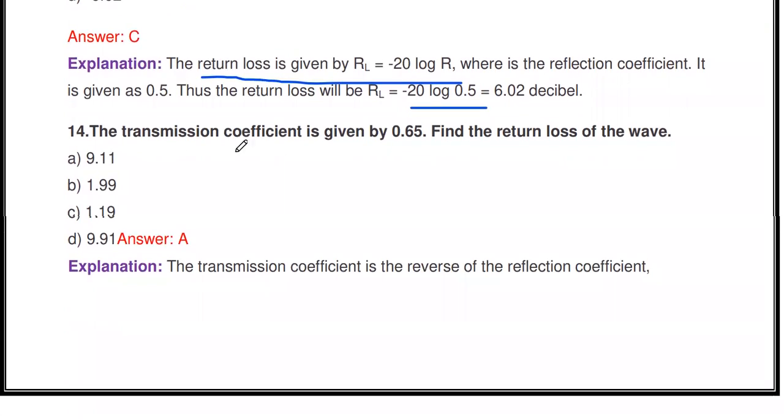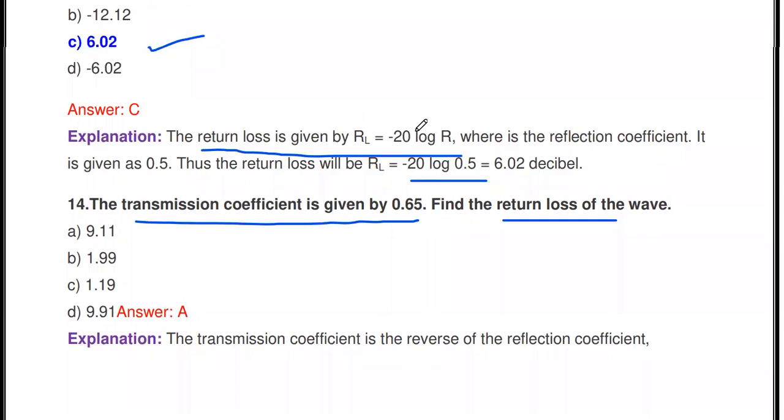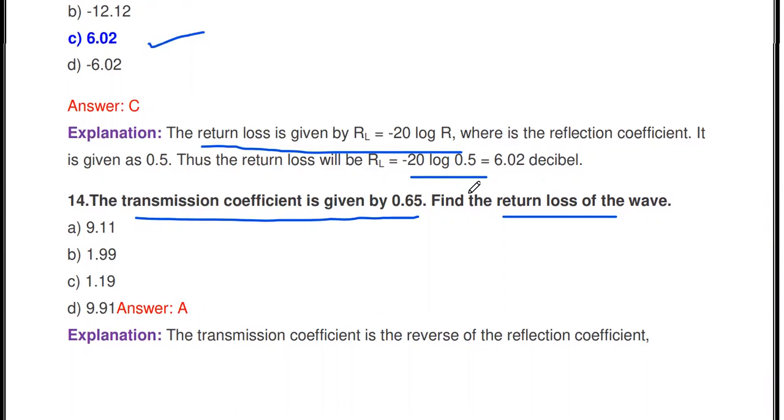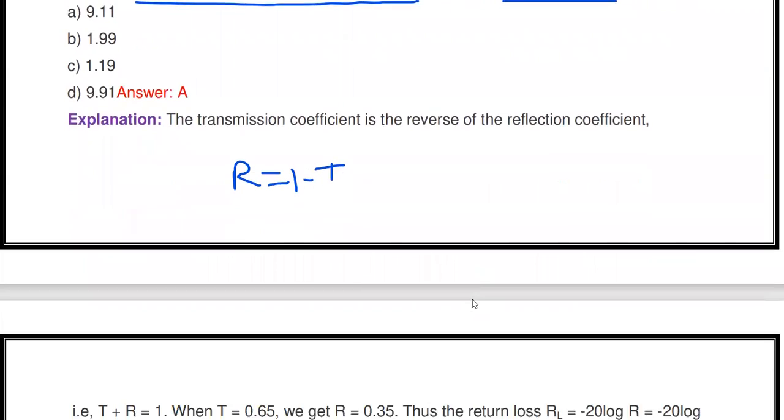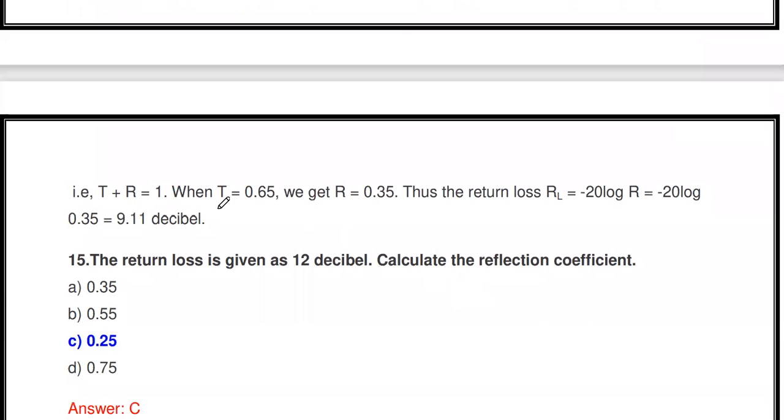Then the next one, the transmission coefficient is given as 0.65. Find the return loss. So already you know the return loss is 20 log of the reflection coefficient. Here the reflection coefficient is not given. Instead, the transmission coefficient is given. So already you know the relation between transmission coefficient and reflection coefficient. The reflection coefficient is 1 minus the transmission coefficient. So 1 minus 0.65. So if T is 0.65, the reflection coefficient is equal to 0.35.